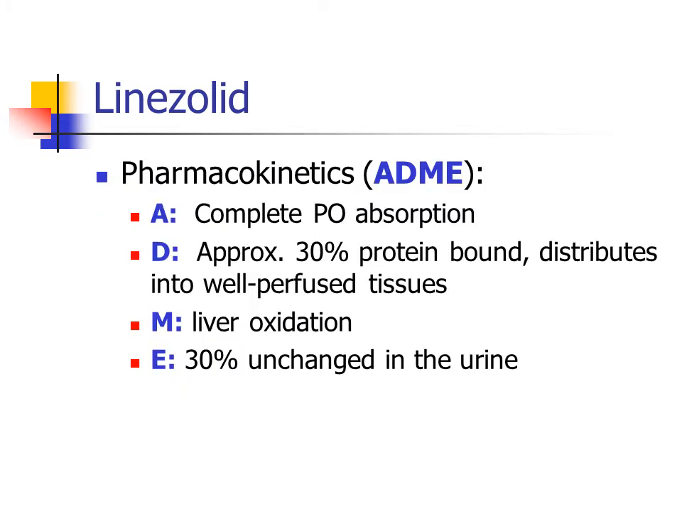And you can see the pharmacokinetics of linezolid listed for you here. It does have complete and good PO absorption, so it makes it easy to give in oral form. About 30% is protein bound, and it does distribute into well-perfused tissues. It's oxidized by the liver, and about 1/3 of it is excreted unchanged in the urine.